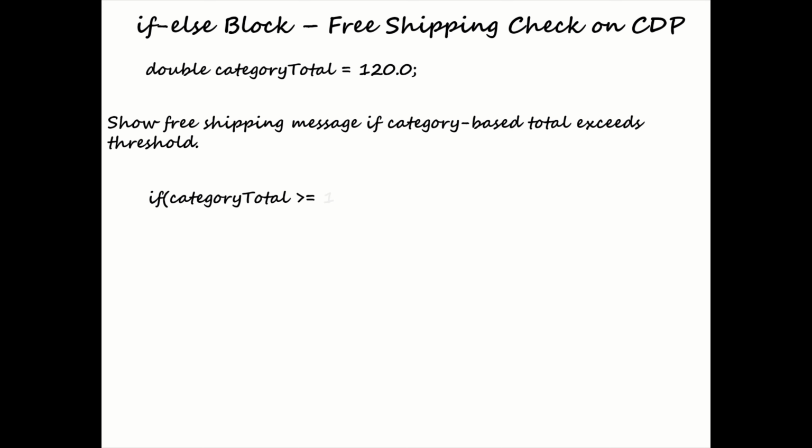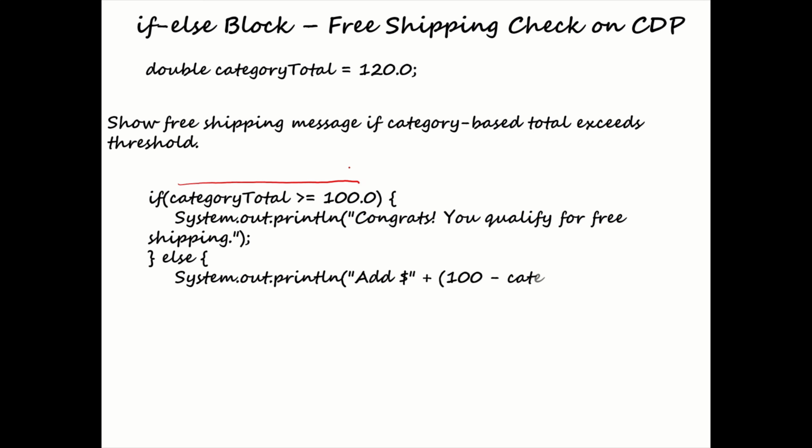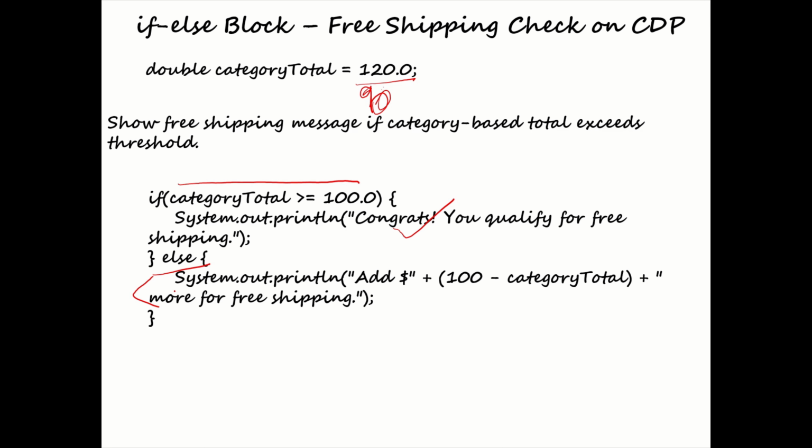And how I go about it is I'll check if category total is greater than or equal to 100, and execute this statement. In case this is false, then execute this block. In this case, category total is 120, so 120 is greater than 100, then this block will be executed. Okay. In case the input value is 90, so category total 90 is greater than or equal to 100, it's false, then it will go to the else condition. Okay.